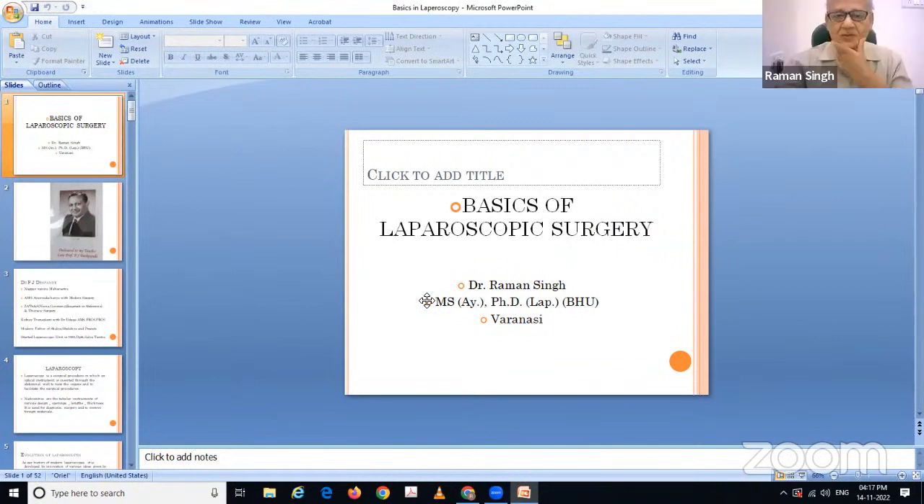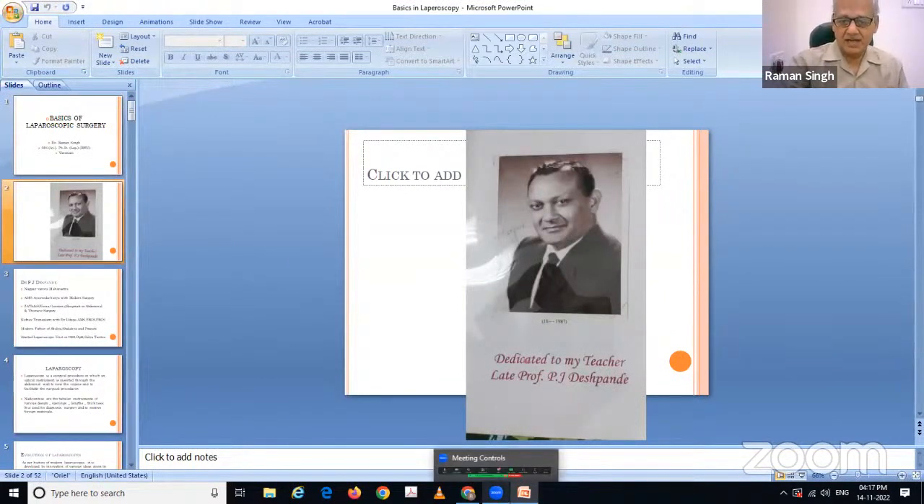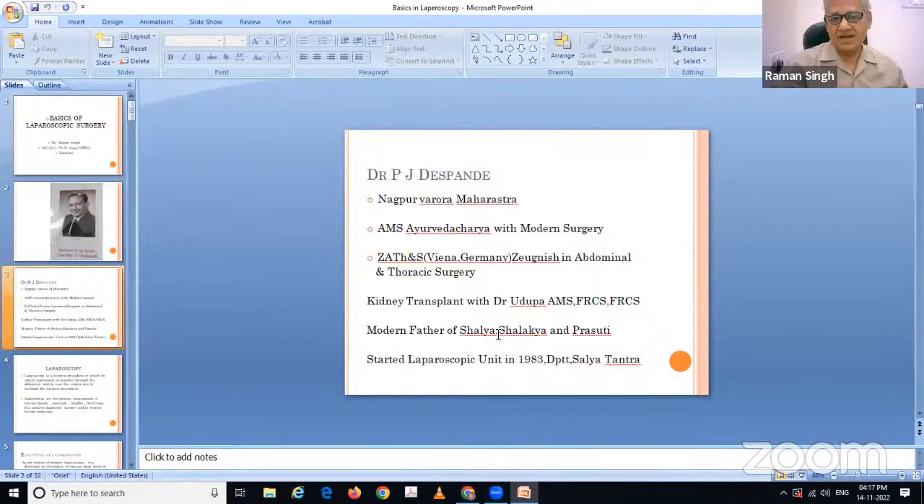So the basics of laparoscopic surgery, which we have decided to talk on. Now we come to the pioneer who started laparoscopy surgery in the Ayurveda field. He is Dr. P.J. Deshpande from Aurora, Maharashtra. He did his AMS, that is Ayurveda chair with modern surgery. After doing Ayurveda chair from Banaras Hindu University, he went to Vienna, and in Germany the surgeons trained him in abdominal and thoracic surgery.